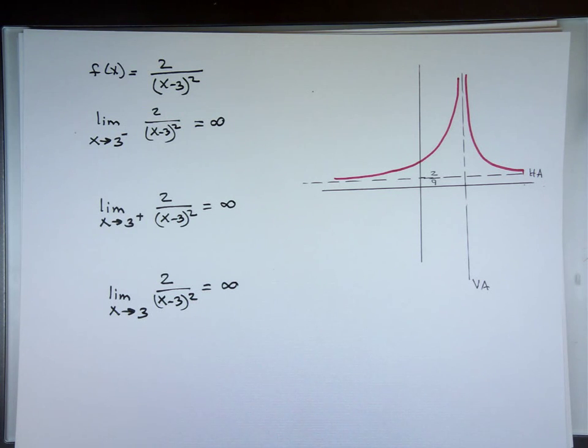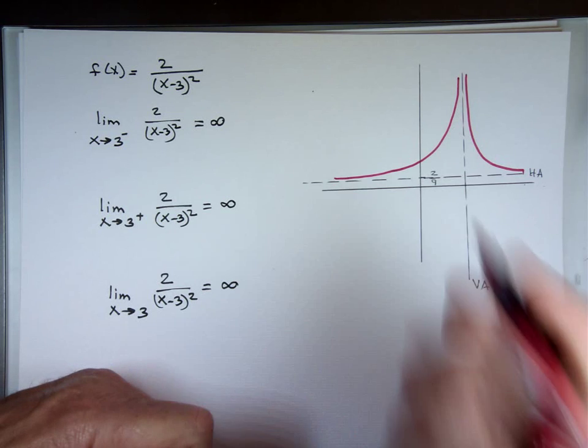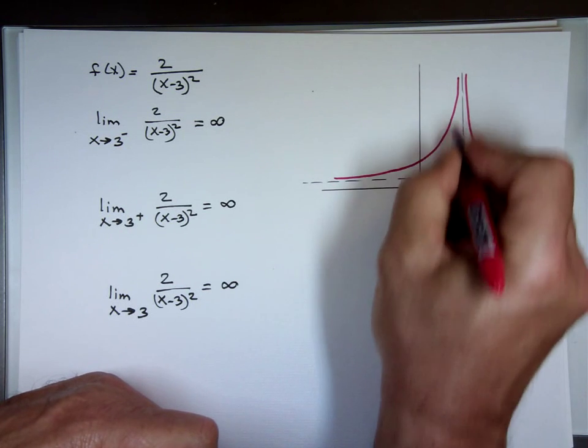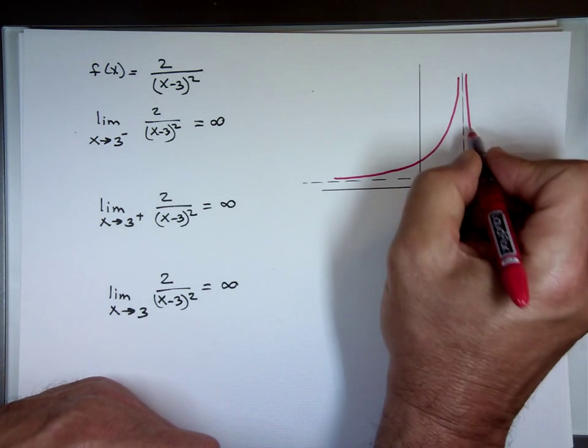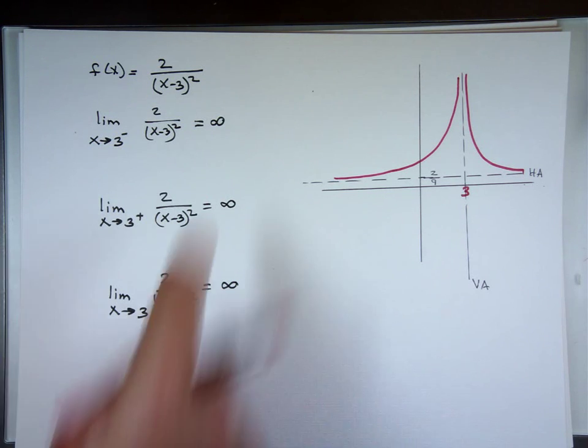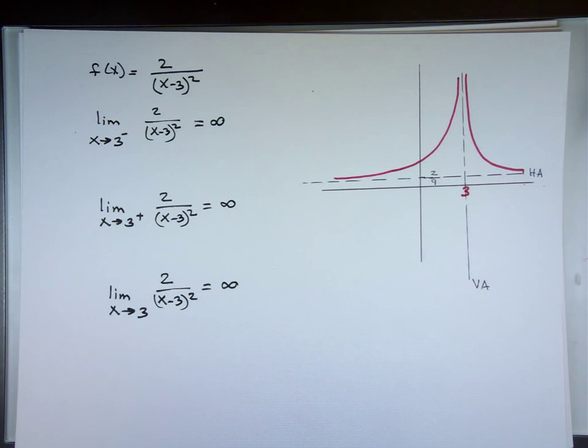So you can see as you approach, that's the 3 here, as you approach the 3 from the left side it is going to infinity, from the right side it is going to infinity. That will be what? Plus infinity. Now I can play with that.